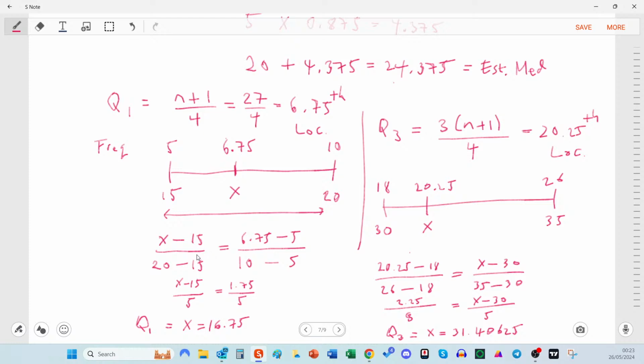So we've got 31 point, so let's do it off to the right. Interquartile range is Q3 take away Q1. We've already got that number, and then take away 16.75, equals 14.65625. So there's your interquartile range.